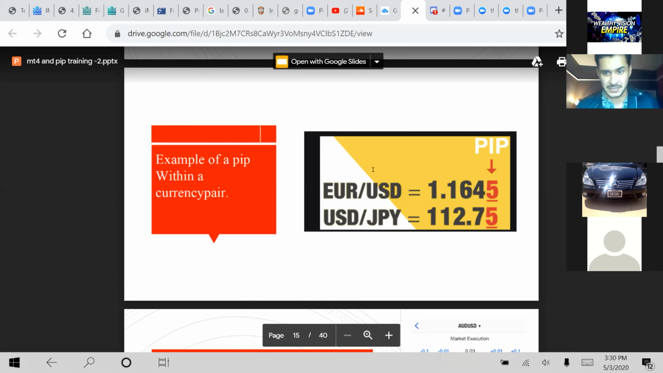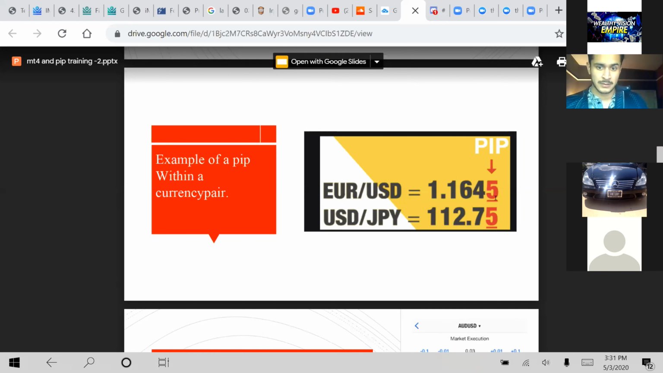And so as you can see here, usually, guys, in your major pairs and any currency pair, you can see that the fourth number after the decimal is your pip. And so just so you guys know, when you get into indices, they have 2 digits after the decimal, so your pip would be the second digit after the decimal, right? So as you can see here, here's the pip, all right?